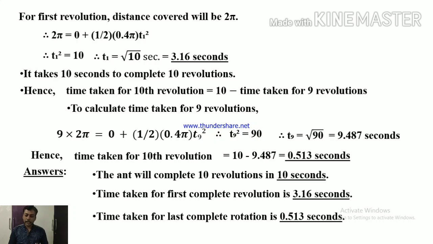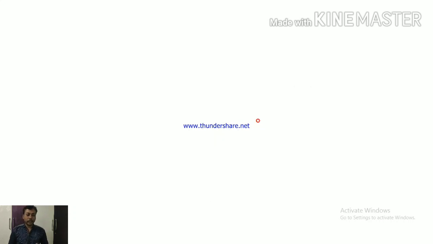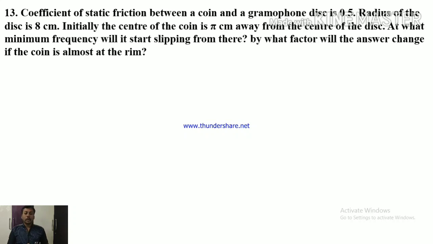Let's see the second example. Example number 13. The coefficient of static friction between a coin and a gramophone disc is 0.5. The radius of the disc is 8 cm. Initially, the center of the coin is pi centimeter away from the center of the disc. At what minimum frequency will it start slipping from there? By what factor will the answer change if the coin is almost at the rim?